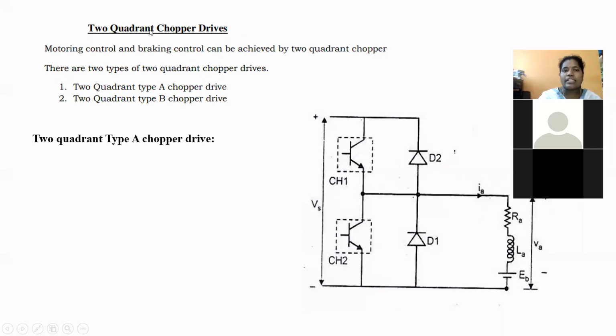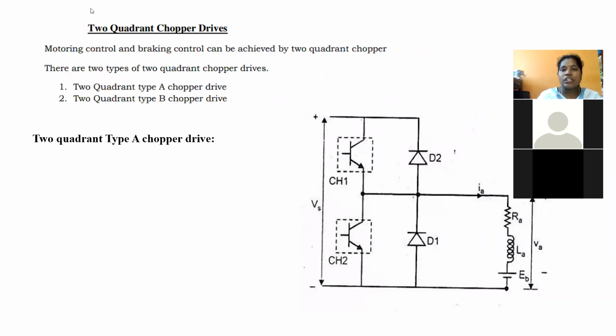So we are moving to the second type of chopper, that is the two quadrant chopper. Two quadrant chopper means the first quadrant chopper is going to operate in motoring mode. Just listen carefully. First quadrant chopper is going to operate in motoring mode, whereas the second quadrant chopper, that we just discussed, is going to operate in braking mode. That is, with respect to the first quadrant, motoring control is going to be achieved. And with respect to the second quadrant chopper, braking control is going to be achieved.